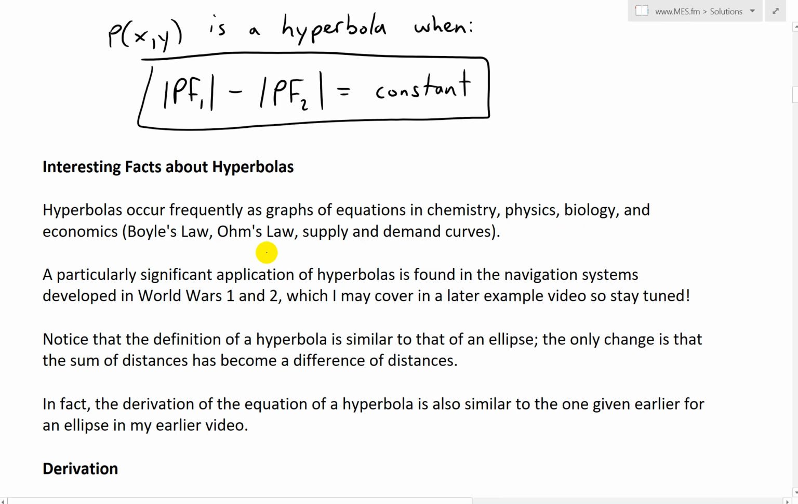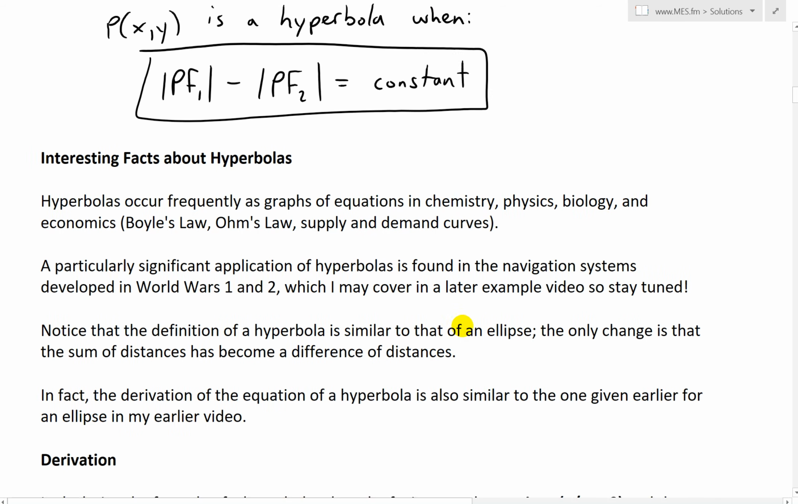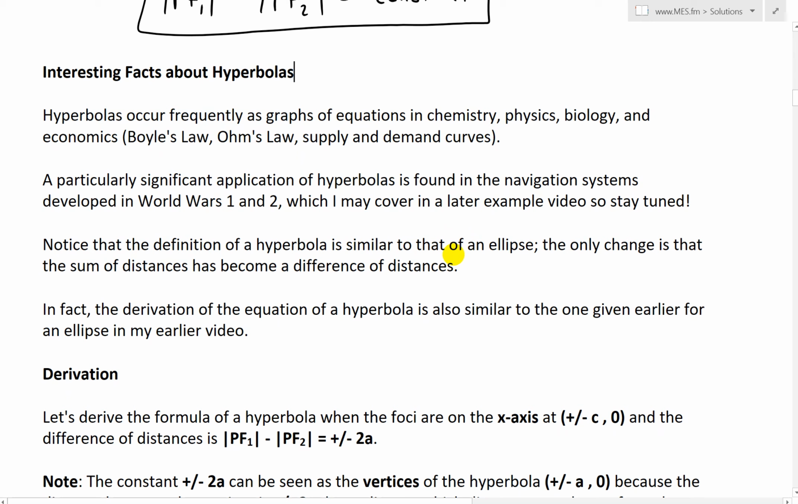as in Boyle's law, Ohm's law, and supply and demand curves. And a particularly significant application of hyperbolas is found in the navigation systems developed in World Wars I and II, which I may cover in a later example video, so stay tuned.